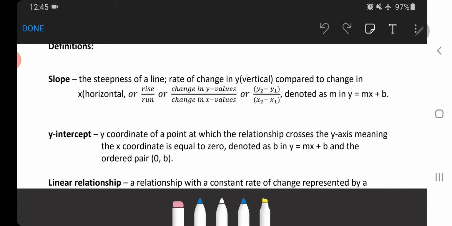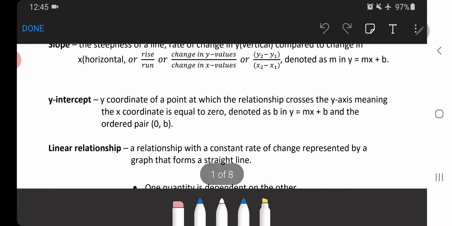So it's the rate of change in y, vertical, compared to the change in x, horizontal, or rise over run, or the change in y values over the change in x values, or of course our formula (y2 minus y1) over (x2 minus x1). This denotes our m in y equals mx plus b. Of course, we've got our y-intercept as well.